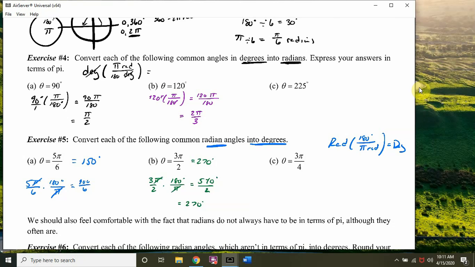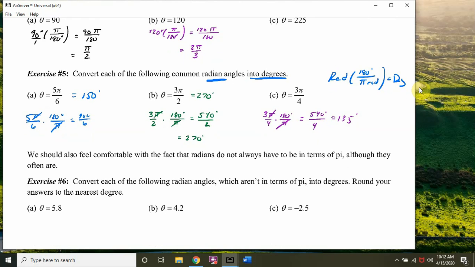And in part C, the pi's cancel. 3 times 180 is again 540. And divided by 4 this time is 135 degrees. Okay, so that's converting between the two.